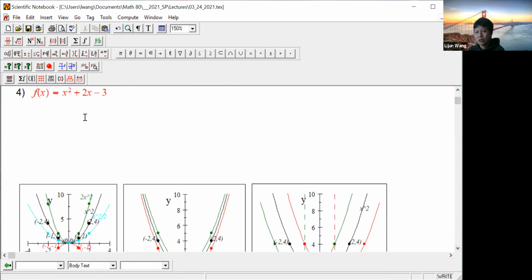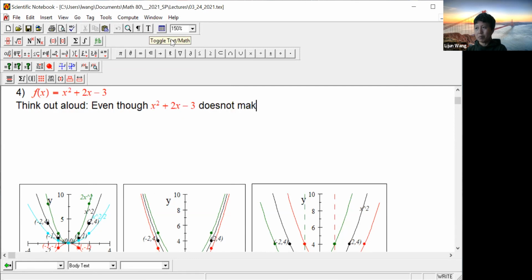So, the thinking out loud part. I want to write it down for you, and I'm asking you to write it down as well. Even though this does not make a perfect square, even though this does not make a perfect square.